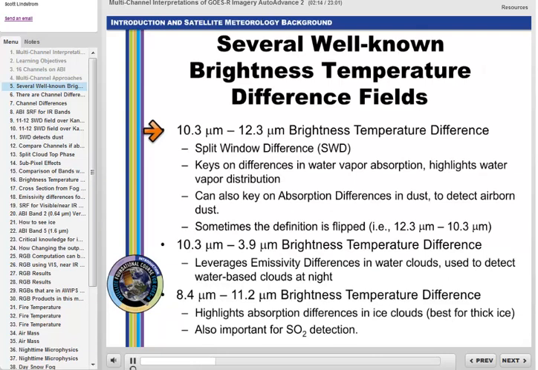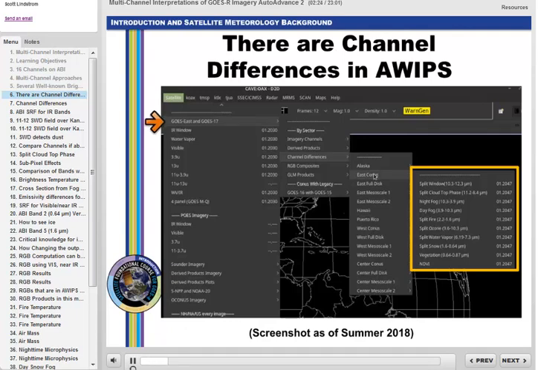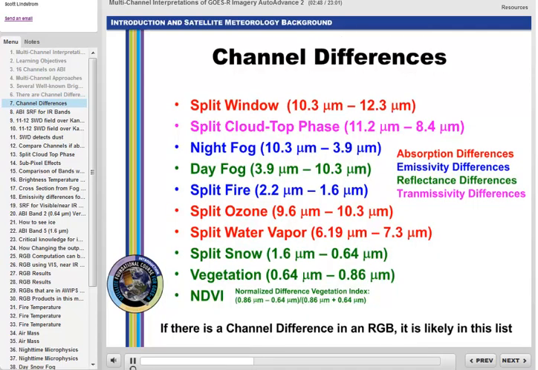Some brightness temperature difference fields are very well known. These are listed below. That they are well known in part underscores why the channels are included on ABI. There are pre-computed channel differences in AWIPS. Many of these are also components of RGBs. The split window difference, for example, detects moisture or dust in the atmosphere. Split cloud top phase can be used to ascertain cirrus thickness. Night fog and day fog highlight low stratus clouds. Other channel differences here do have well-defined uses. The physical reason that the channel differences give information is listed here.